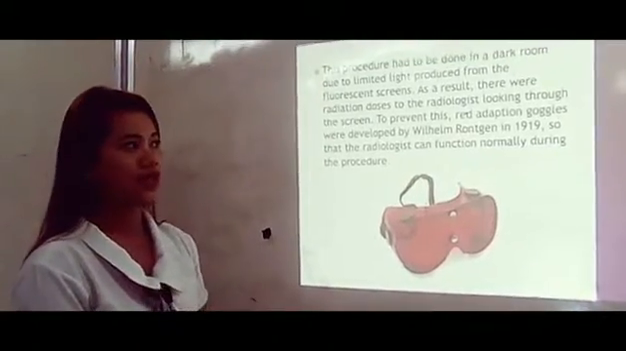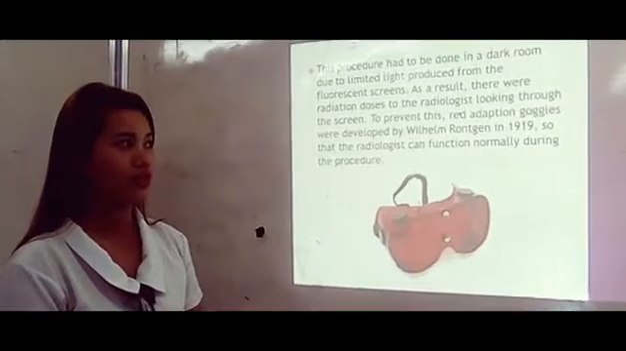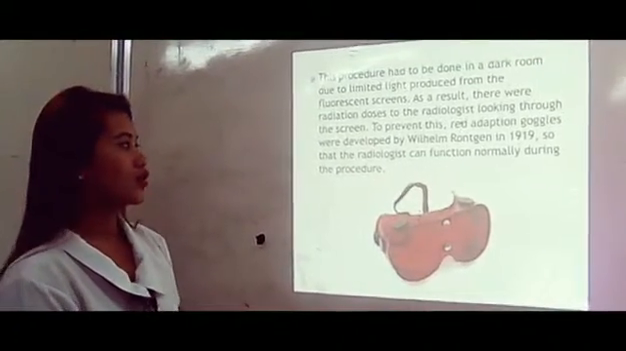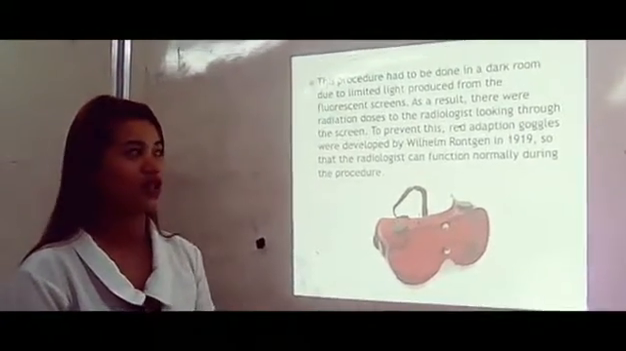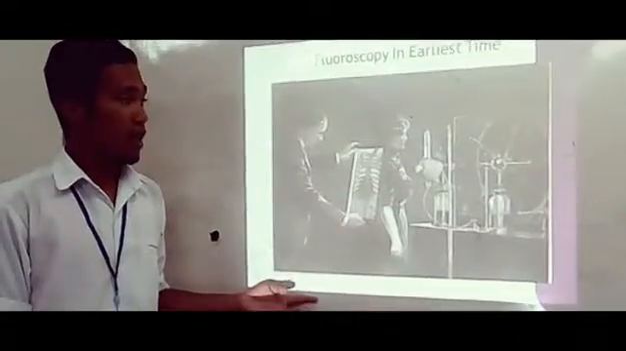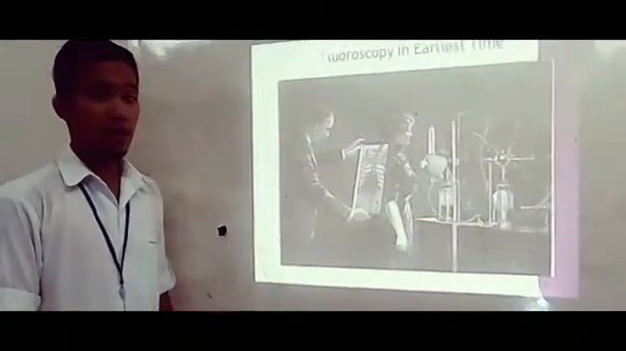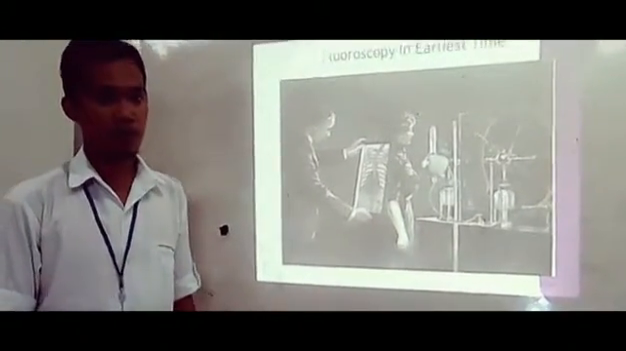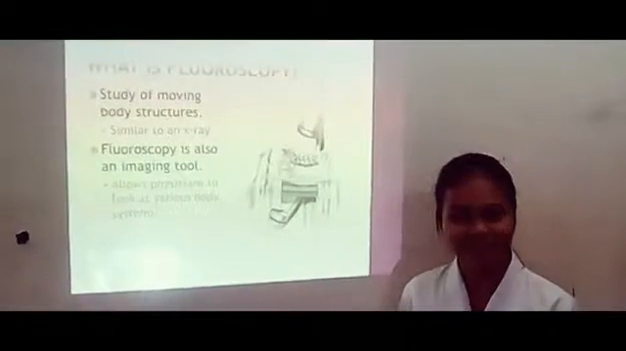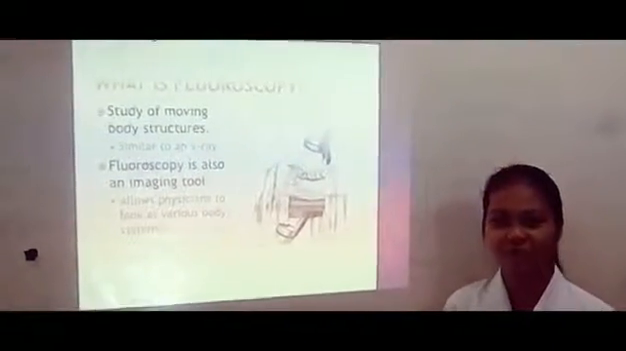To prevent this, dark adaptation goggles were developed by Wilhelm Röntgen in 1919, so that the radiologist could function normally during the procedure. The image shows how the radiologist examined the body of his patients during the earliest time of fluoroscopy.